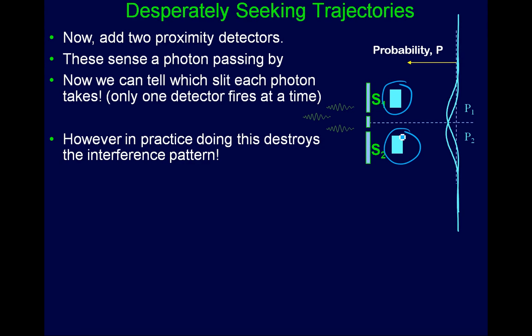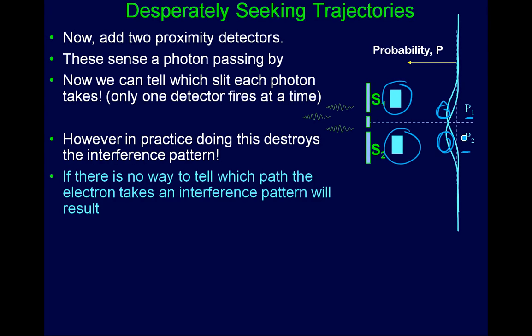Instead of having a nice interference pattern, you get basically a pattern where the ones that come through this slit pile up over here, and the ones that go through this slit pile up over here. This is sort of the probability of where they'll land. And so you don't get these interference effects. The rule here, and we're going to see this again, is that if there is no way to tell which path your quanton takes, an interference pattern will emerge. If there is a way to tell, the interference will be destroyed.